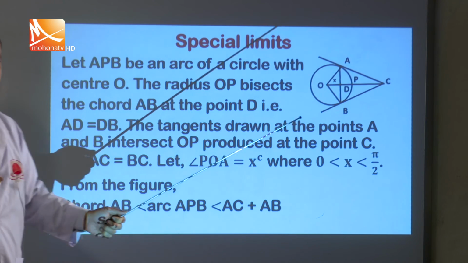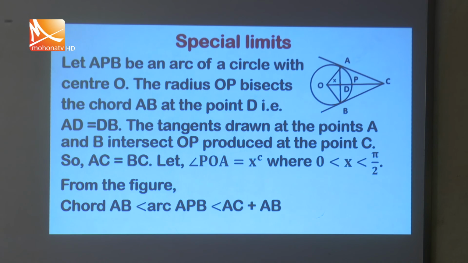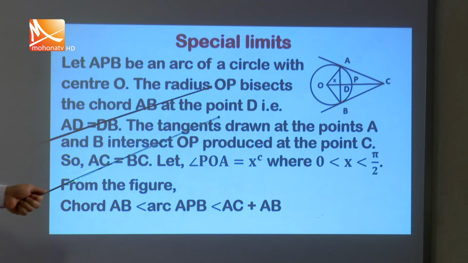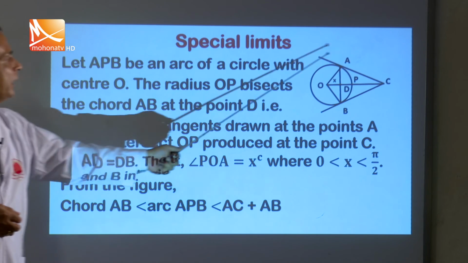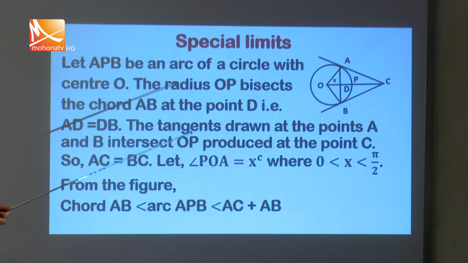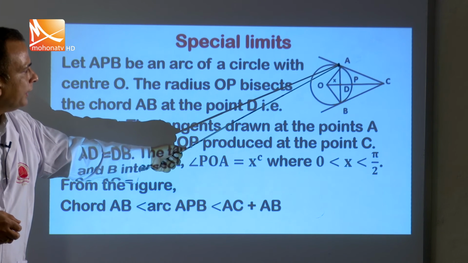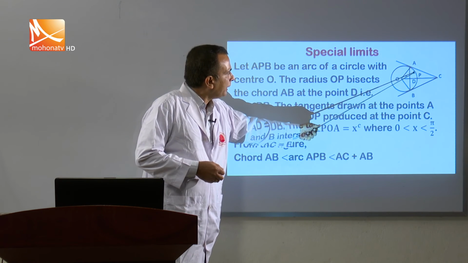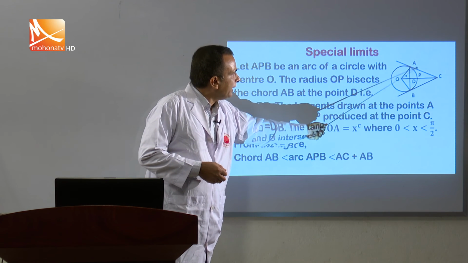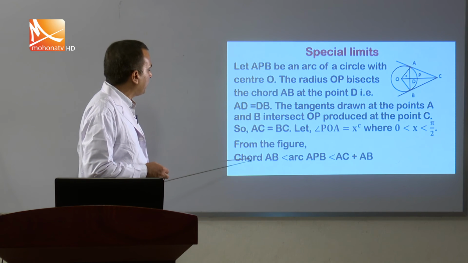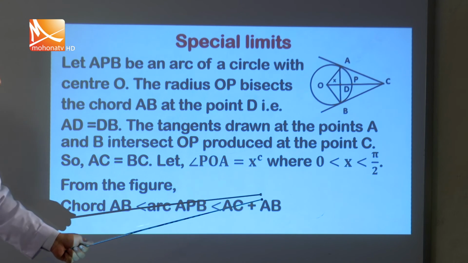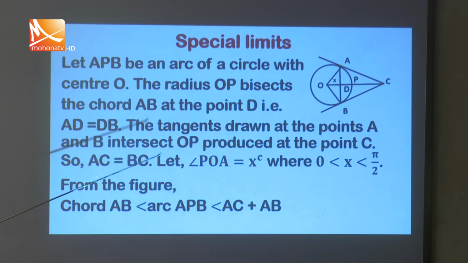Again, when two tangents are drawn from an external point, then the two tangents are equal. So AC equals BC. From the figure we can easily write chord AB less than arc APB less than AC plus BC. Again, D is the midpoint, so we can write chord AB equals 2AD.